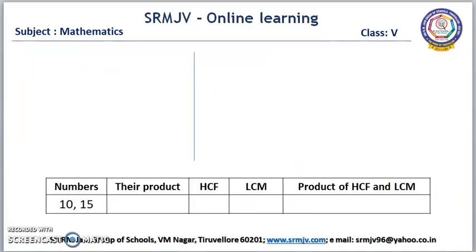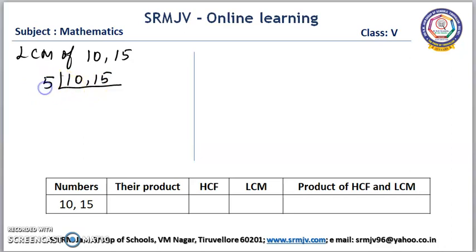Then we have to find the LCM of 10 and 15. To find the LCM also, we are going to use L division. 10 and 15. Here, both the numbers are divisible by 5. 5 is a prime number. So, 10 divided by 5, that is 2. 15 divided by 5, that is 3. Here 2 and 3 are prime numbers, so we have to stop here.